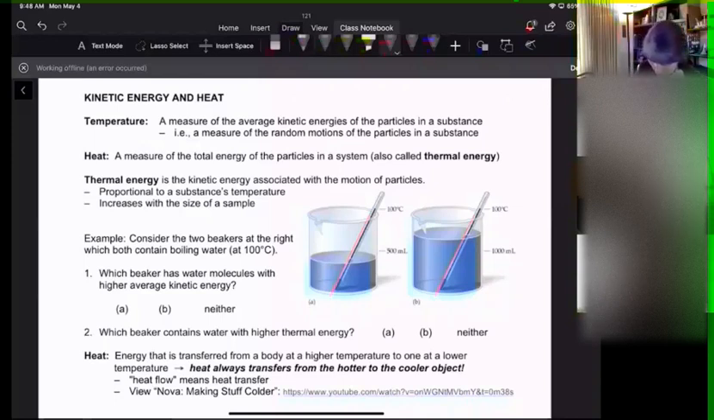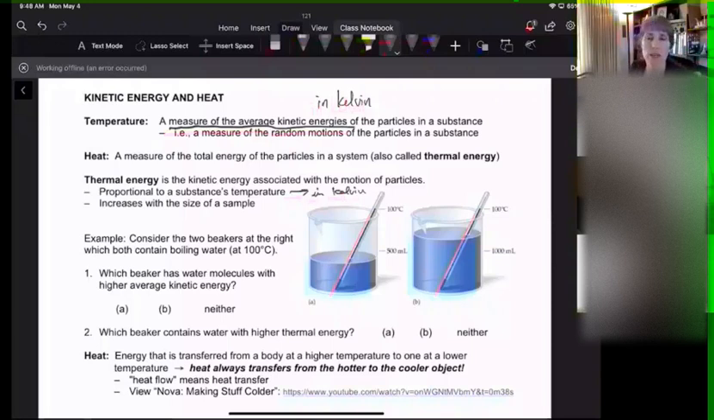What do we need to know here? Temperature is a measure of the average kinetic energy of the particles in a substance. So the particles are not moving the same speed. Some are moving fast and some are moving slow, but the average is proportional to the temperature in Kelvin. The amount of thermal energy is proportional to that in Kelvin.